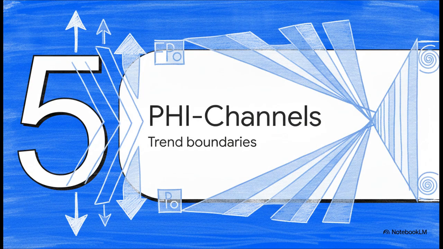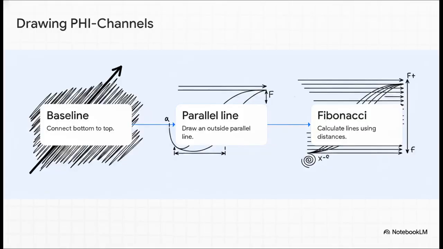Next up is Section 5, Mapping with Phi Channels, literally drawing the boundaries of a trend. For this, we are pulling out a highly advanced tool, Mapping with Phi Channels. This is how you can actually map the outer boundaries of a market's movement to forecast exactly where resistance is going to kick in. Let's break down this methodology so you can replicate it yourself.